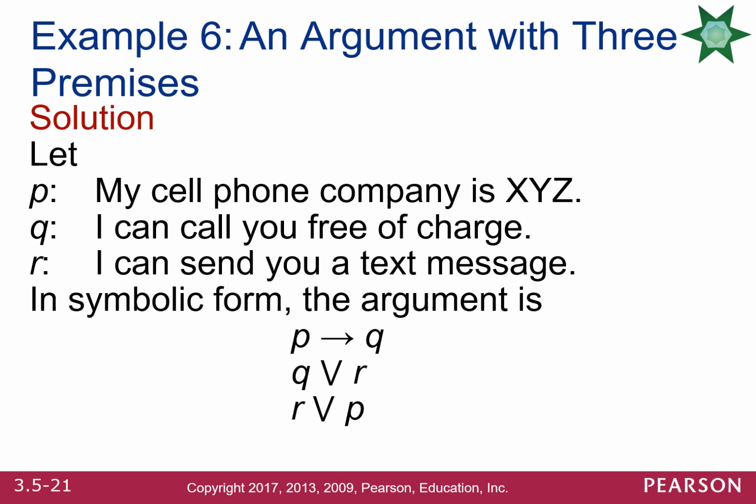And then the third premise is R or P. That means I can send you a text message, or my cell phone company is XYZ. And then what was the conclusion? It said that therefore P, which is my cell phone company is XYZ.